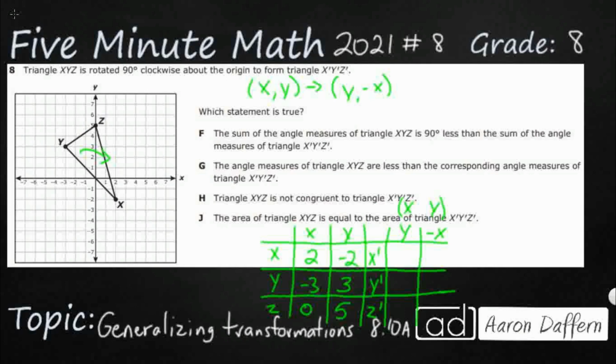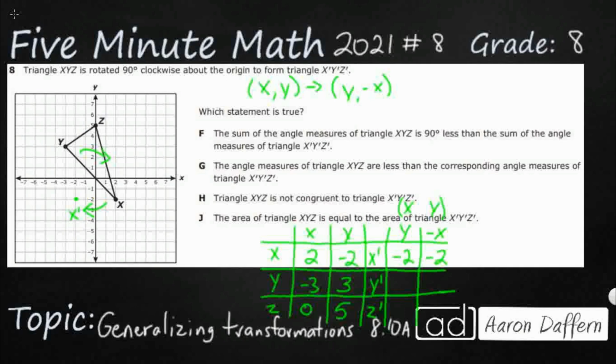So my new x is going to be my y coordinate, so that's going to be negative 2. And my new y is going to be my negative x. My x is 2, so that becomes negative 2. So my new coordinate is (-2, -2). That's going to be X'. So this X right here just rotated 90 degrees clockwise. You see how we're going in that circle.